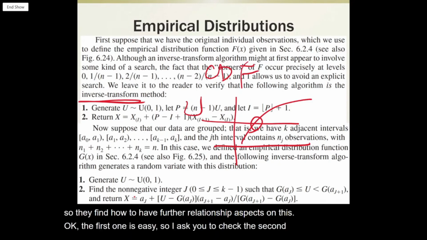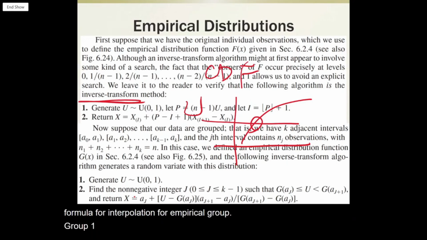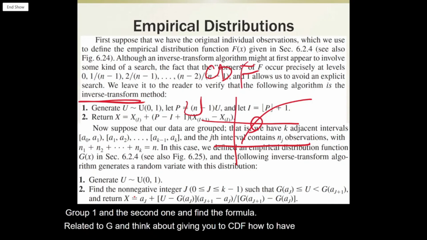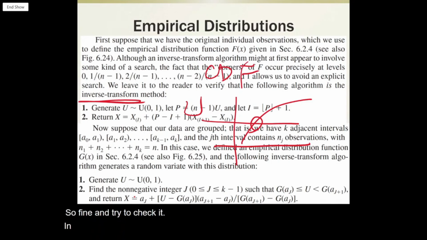So find the formula for interpolation for the empirical group 1 and the second one, and find the formula related to G. And think about given U to CDF how to have this. So find and try to check it. In fact, it's inverse transform.